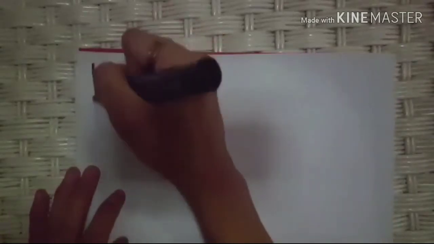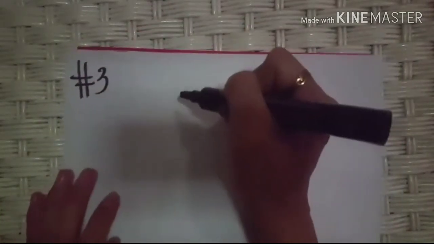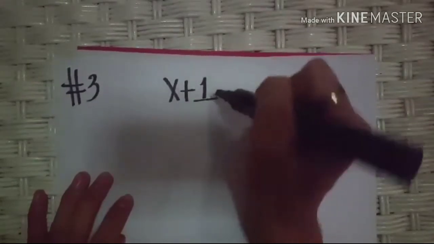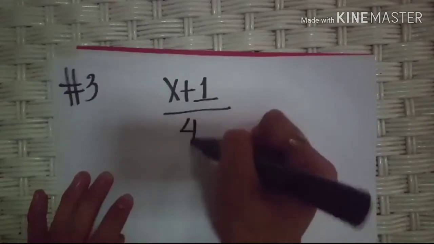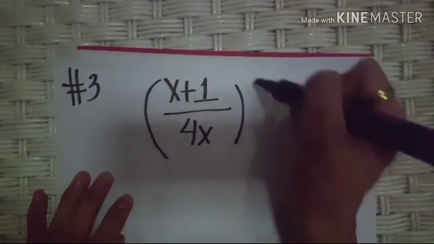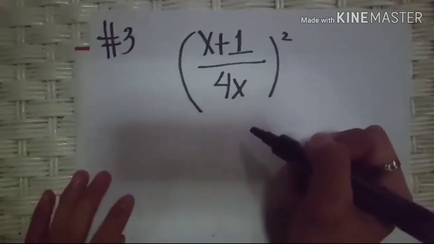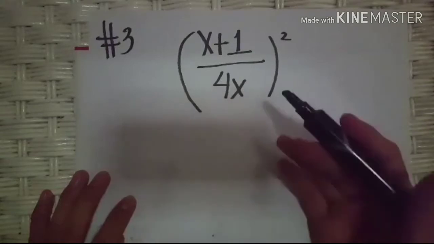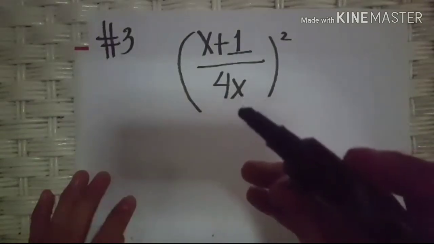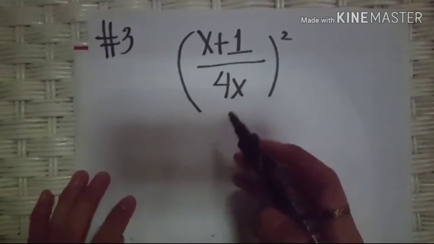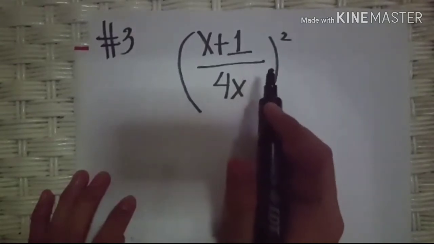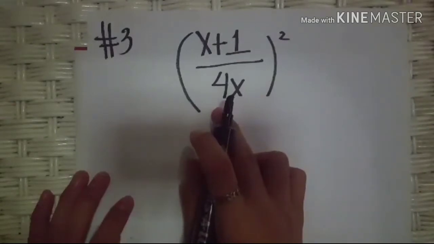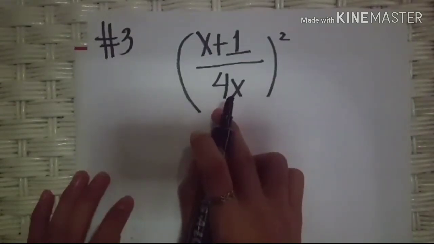Now, example number 3. This rule is particularly useful if you have more difficult problems, such as algebraic expressions with letters, such as this equation. Consider this as one of the most difficult problems in algebraic expression.